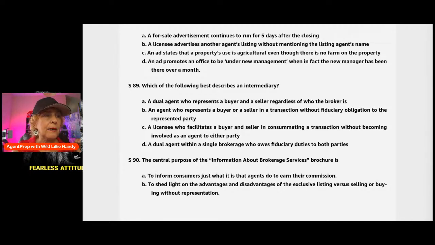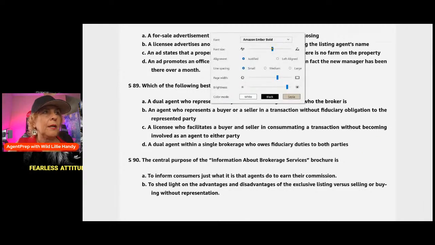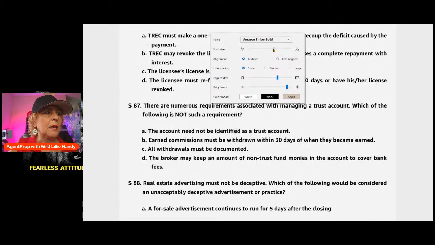Okay, don't let that deter you, okay? Because a broker is a licensee who facilitates a buyer and seller in consummating a transaction without being involved as an agent to either party. They are the intermediary. They cannot advise or give direction. They help mediate the two, the seller and the buyer. They're like a mediator, right? But they legally represent both because the broker is the one who holds all the contracts, all the listings, right? But they cannot advise them. Each realtor is the one who advises the client.